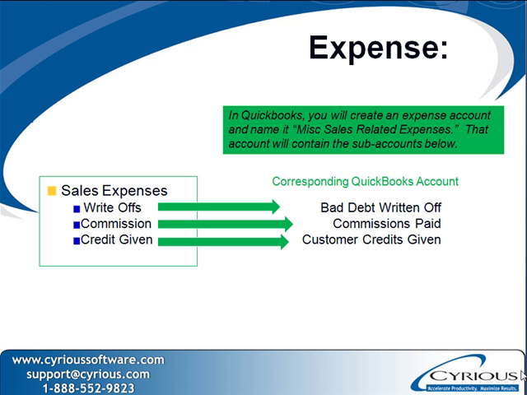The last group of accounts that we're concerned with are the expense accounts. In QuickBooks, you will create an expense account and name it Miscellaneous Sales Related Expenses. That account will contain the sub-accounts below. Write-offs, commissions, and credit given are the 3 expense accounts that will get exported out of Control. The corresponding QuickBooks accounts for these will be bad debt written off, commissions paid, and customer credits given.